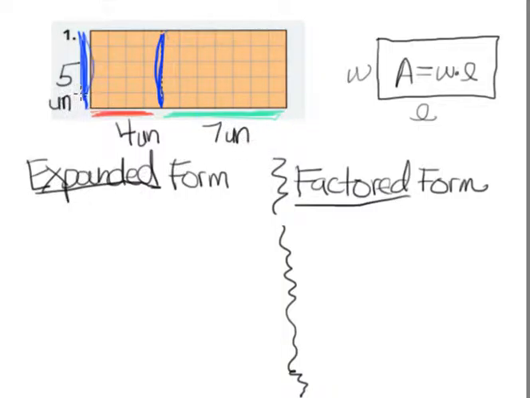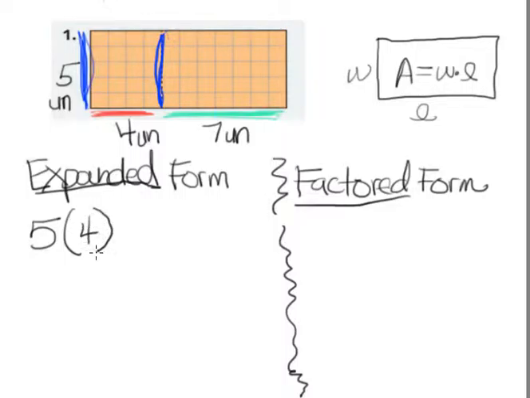So in expanded form, I want to calculate the area of this rectangle and then add it to the area of this rectangle. So I know that the dimensions of this rectangle here is a 5 by 4. So to find the area of that, I just multiply 5 times 4. So I'll write that out as 5 times 4.